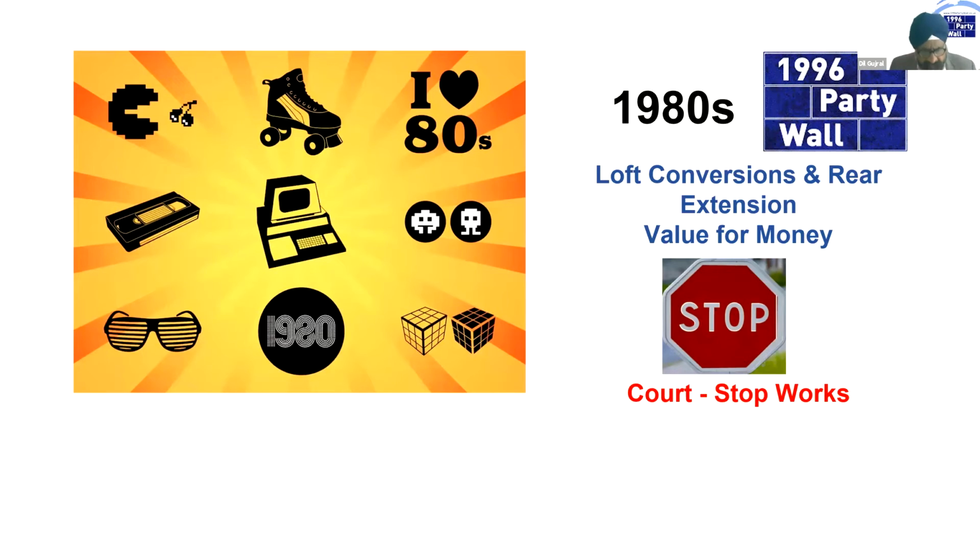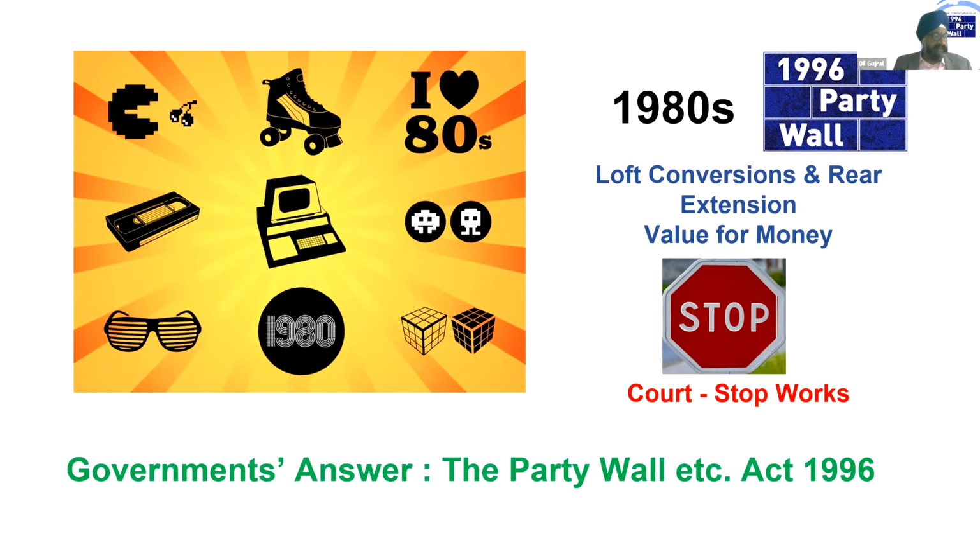So the neighbors were taking people to court, trying to stop the works, and the government came up with the legislation of the Party Wall etc. Act 1996, in terms of keeping people out of court, and making sure that courts weren't tied up with this legislation.